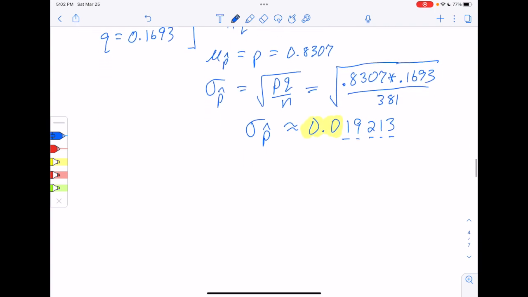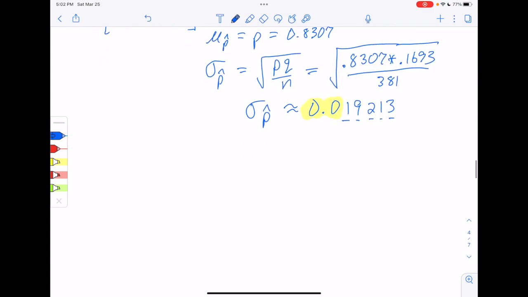All right, so that's all prep work. Now we can actually start answering the question. So we're going to use area under normal curve. So we'll draw a normal curve in here. This is going to be a normal curve for p hat. So in the center, we would put the mean of p hat, which is the population proportion of 0.8307.